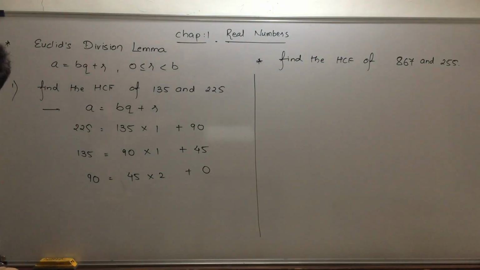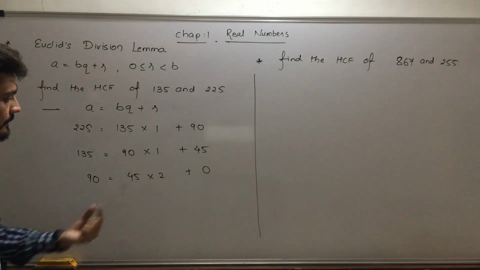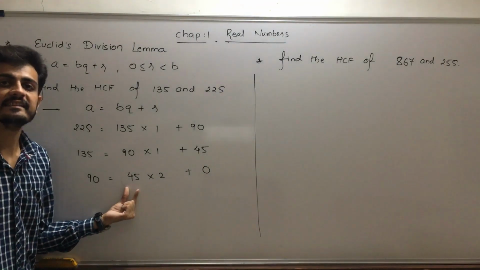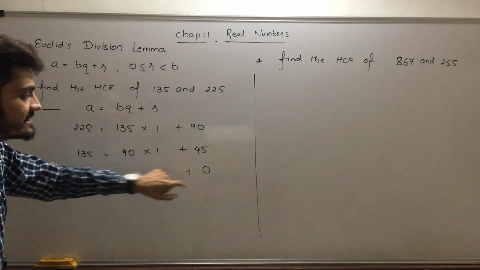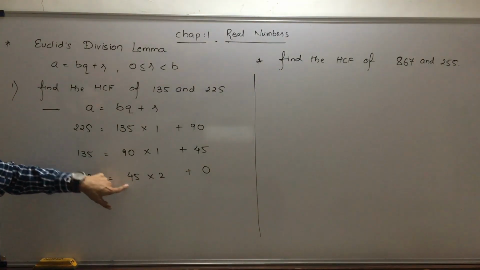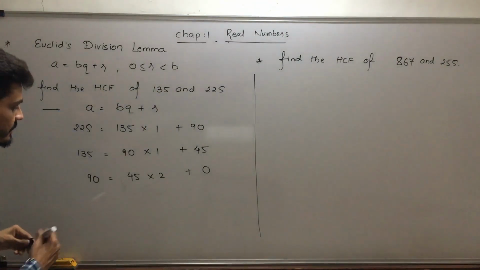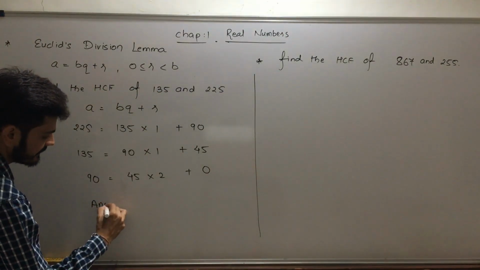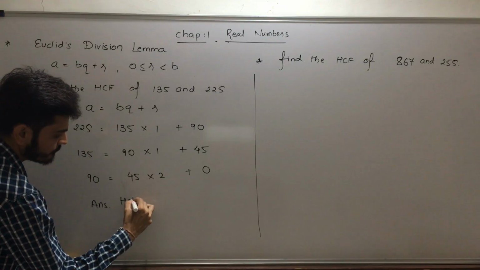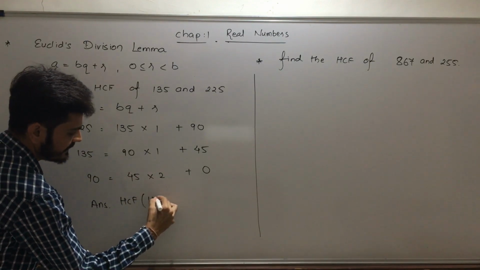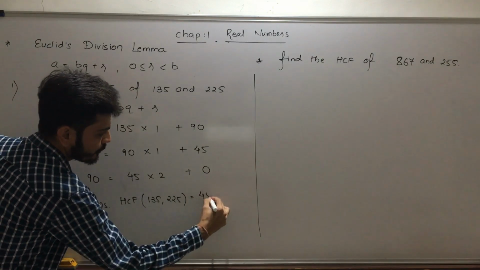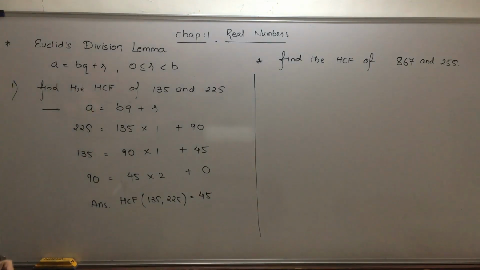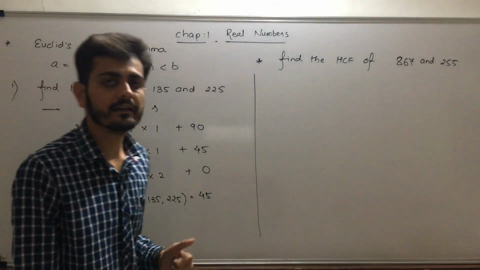Once you get the remainder 0, in that step the divisor is the HCF of the two given numbers. So the answer here is the HCF of these two numbers 135 and 225 is equal to 45. Let's take another example to make it clear again.